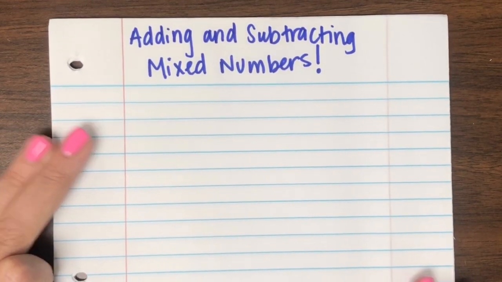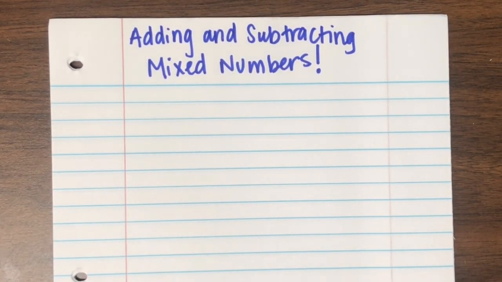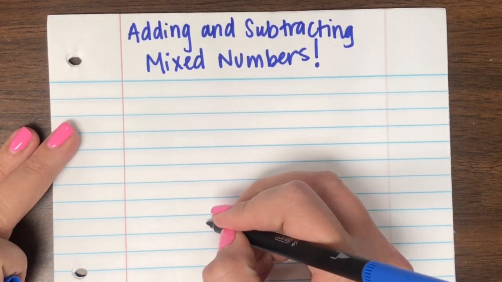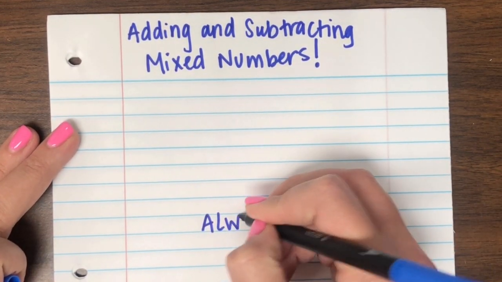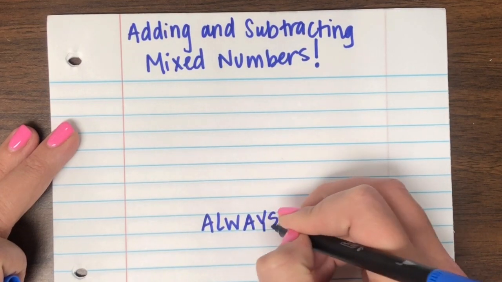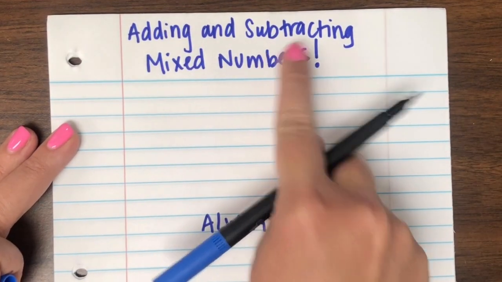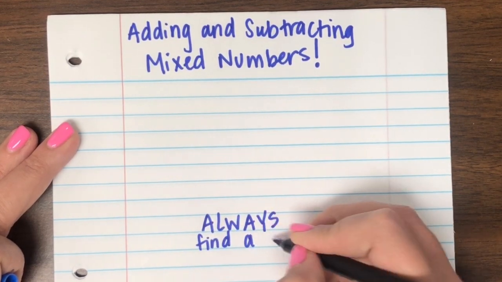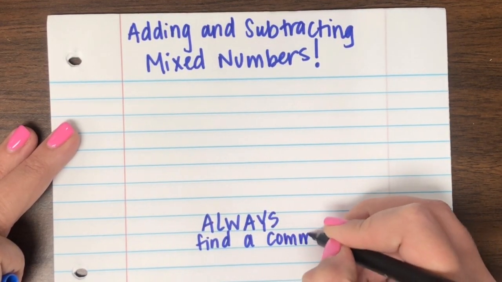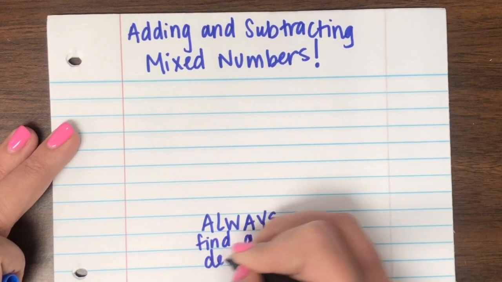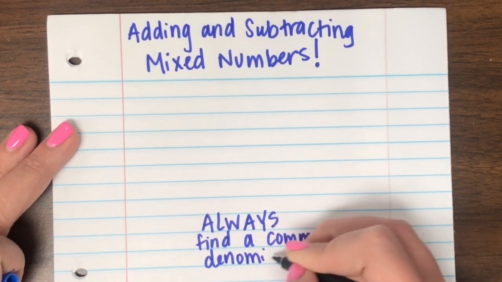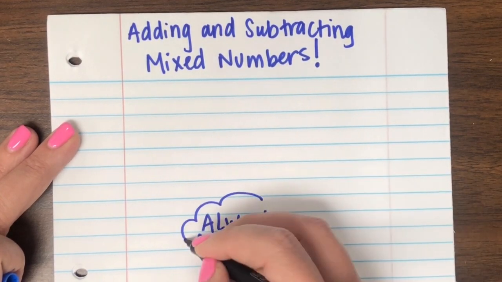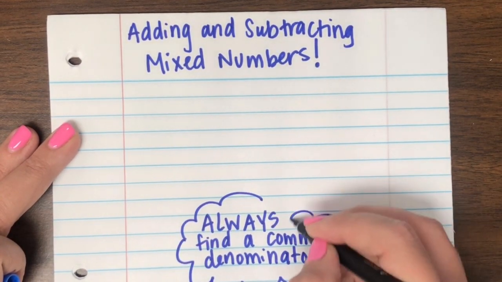So the only most important thing that we're going to remember when we're adding and subtracting mixed numbers is that we always, every single time with adding and subtracting, we always find a common denominator. That's going to be my only step for these questions. Always find a common denominator.